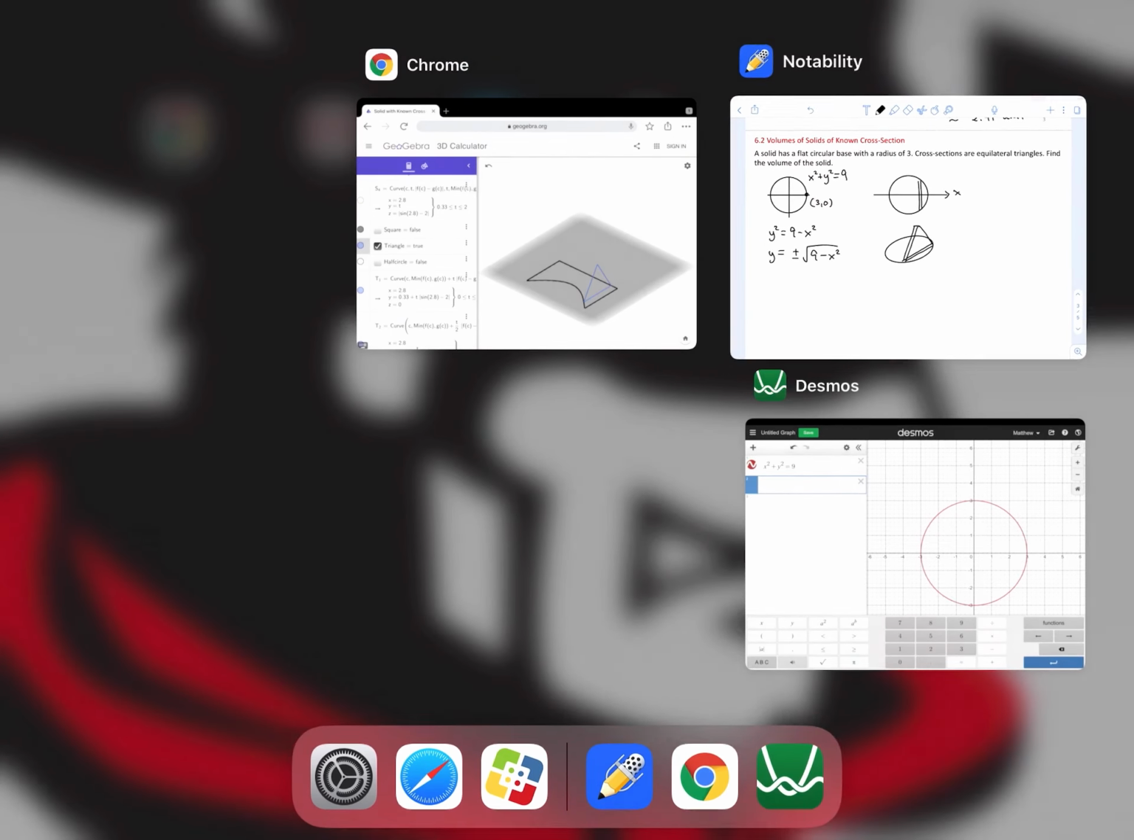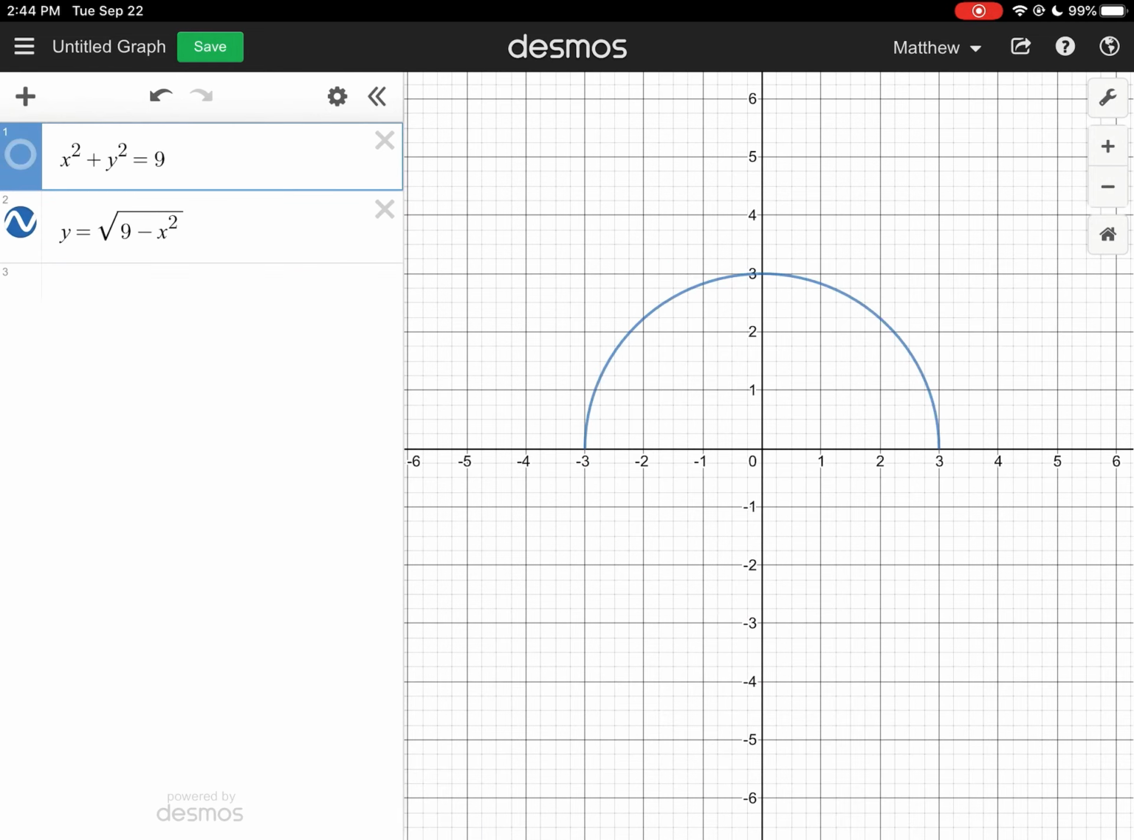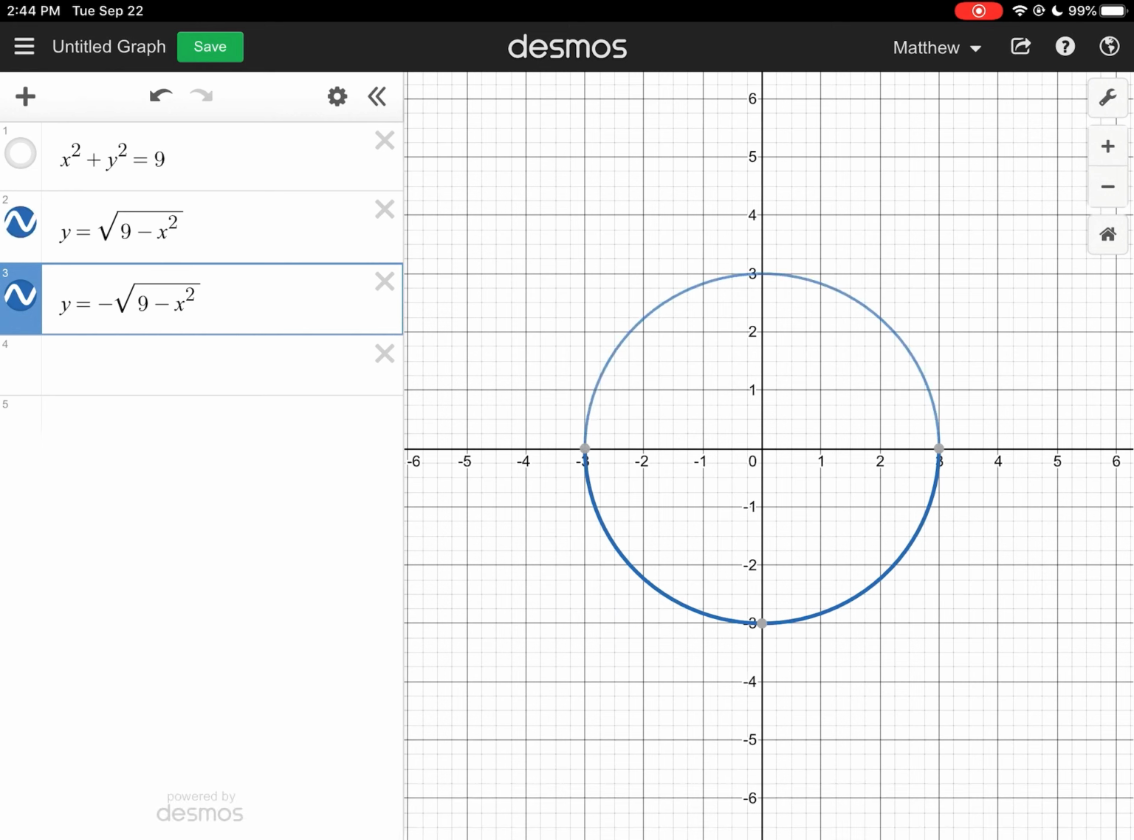Let's type those into Desmos and see what we get when I say y equals the square root of 9 minus x squared. Notice what got graphed. We got the top half of that same circle. Whereas if I put a minus sign in front of there, we get the bottom half. So when you put them together, the plus and the minus, you get both halves. You get the whole circle.